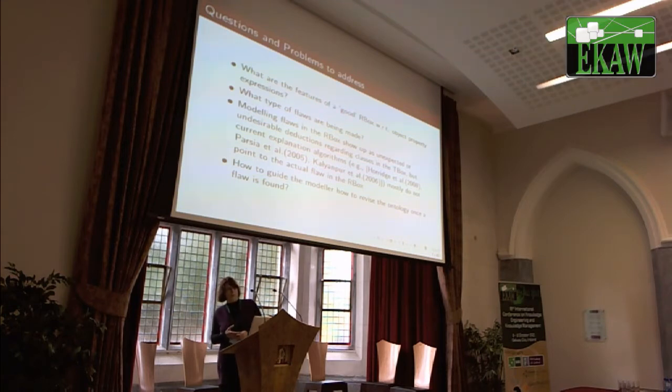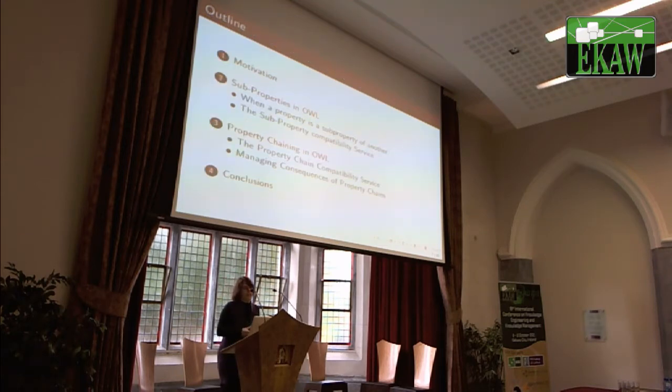So then the next question is, how to guide the modeler to finding that flaw and being able to actually revise the ontology once that flaw is found. And that is what the remainder of the presentation is about. We split it in two sections, one with respect to subproperties in the so-called basic hierarchy. And then we have so-called complex expressions. They involve the property chaining, to see what mistakes can be made and how we can correct them.